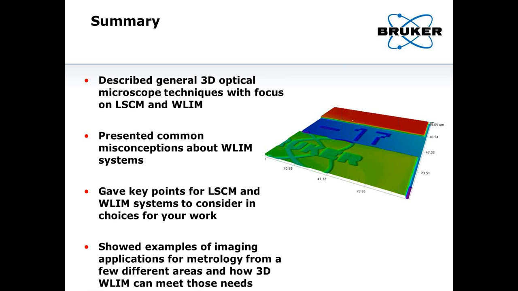And then for the last 15 minutes or so, we've gone over some different examples, applications with both images and also some step or roughness metrology examples, and showed those from a few different industrial or research areas, how a 3D white light microscope can really actually meet those needs, when in fact some of the misconceptions might have led one to believe that that was not the case.